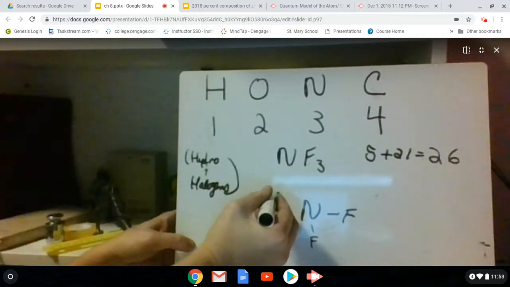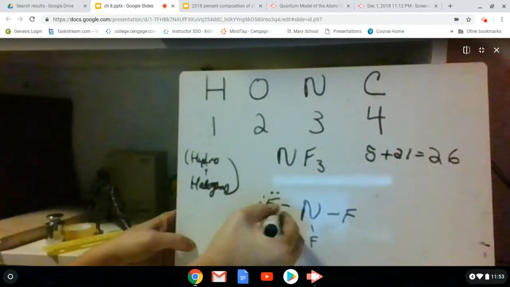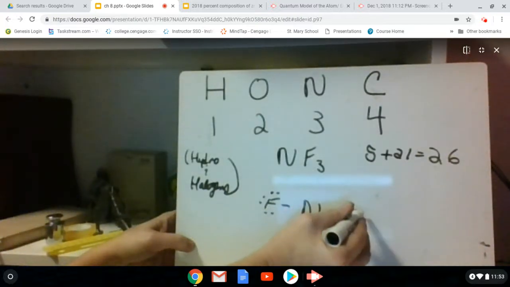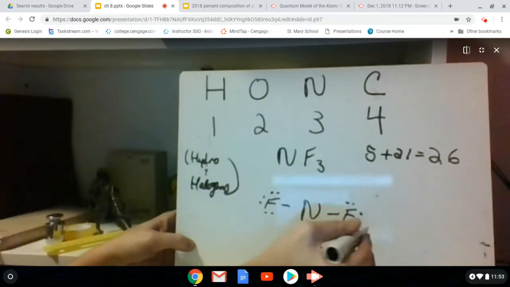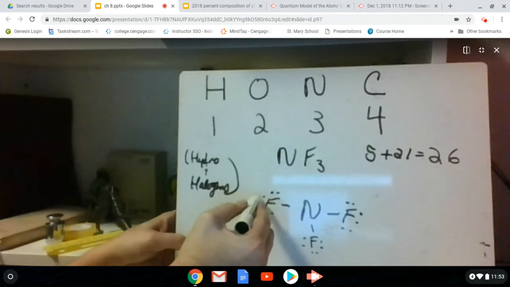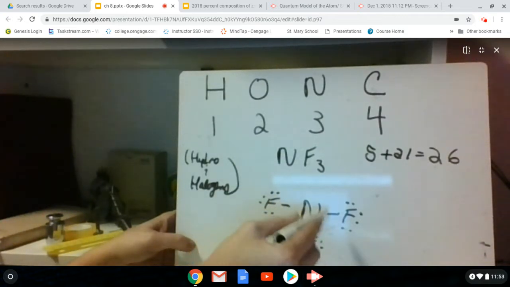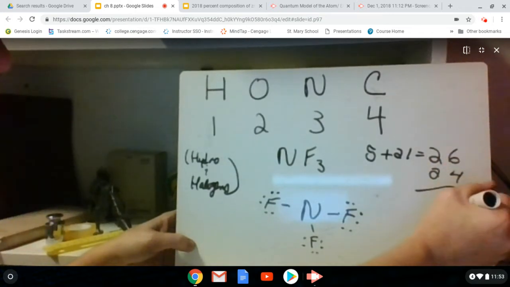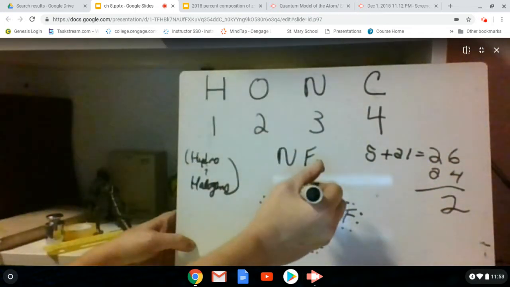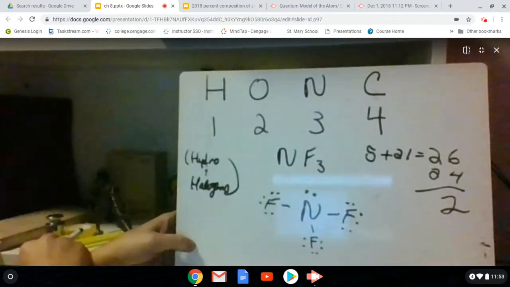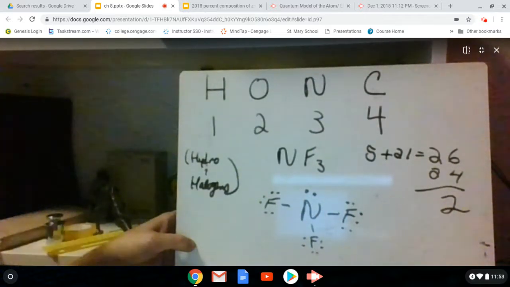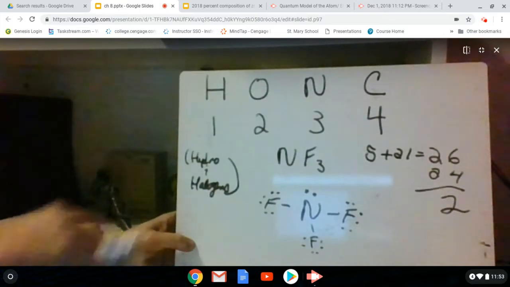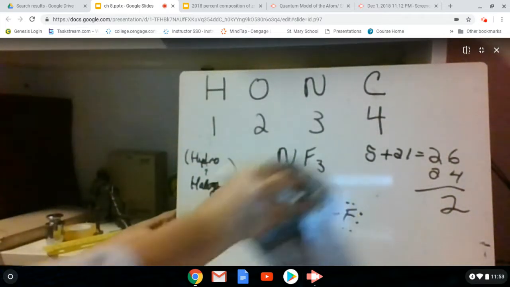And we're going to add those electrons for the lone pairs to complete the octet for fluorine. So that's 2, 4, 6, 8 times 3. That's 24. And we have 2 electrons left that we're going to put on the central atom. Okay, let's crank this up a notch.